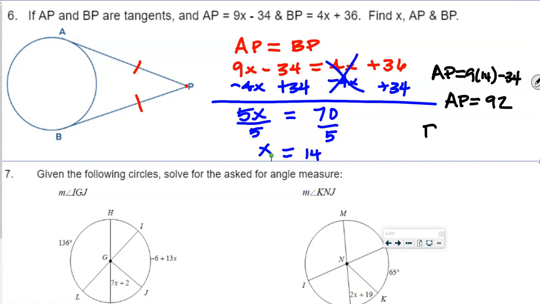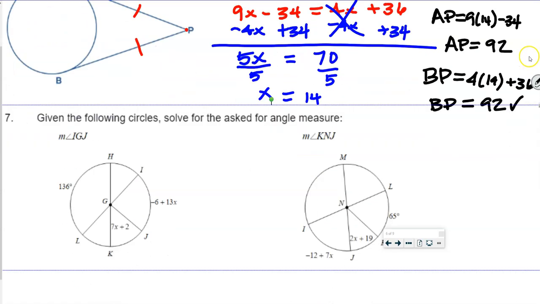And BP as well. And why would I do BP if it only asked me for AP? It asked me for both, but why would I do both? To check my answer, right? So we're going to do 4 times 14 plus our 36, and BP also is 92, and it should be. And if it isn't, then I know I got the wrong value for x, okay?